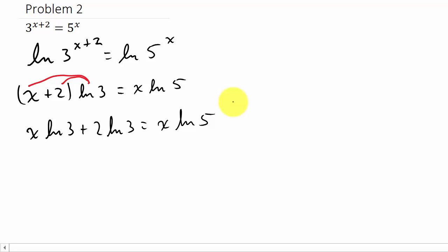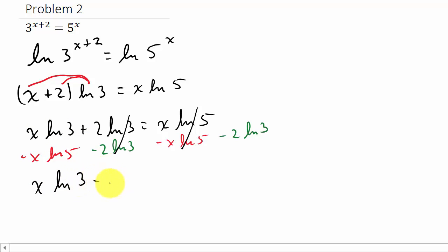Now to solve this, everything that has an x in it has to come to one side, and everything that doesn't have an x has to go to the other side. We have to get x by itself. So I'm going to subtract x natural log 5 from both sides, and then for the term without an x, I'm going to subtract 2 natural log 3 from both sides to move it to the other side by itself. You can see these cancel out, so I'm left with x natural log 3 minus x natural log 5 equals negative 2 natural log 3.